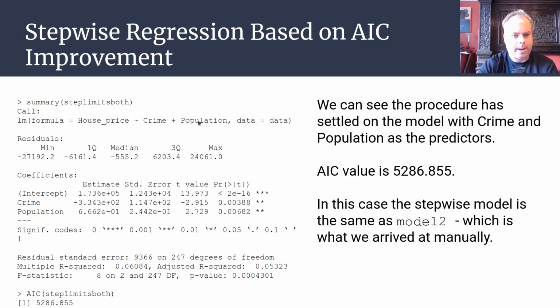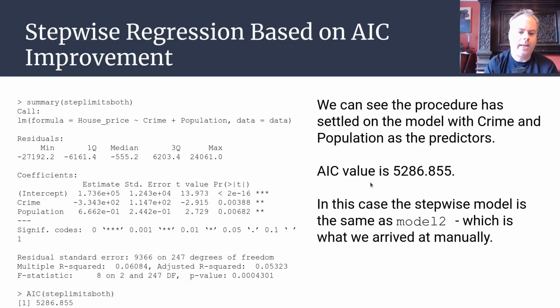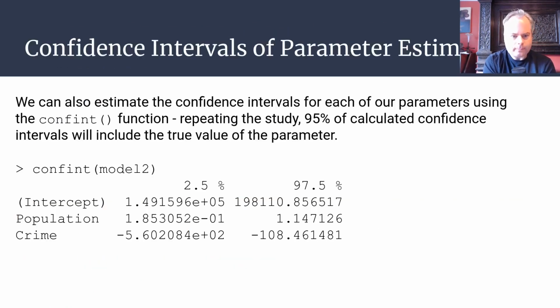which is exactly the same model that we arrived at manually. And we get the model parameter estimates here, the individual t values here, and you see that the AIC value of the best model it arrived at is the same as the AIC value of the one that we built ourselves manually. So stepwise regression based on AIC improvement is pretty handy for doing that.